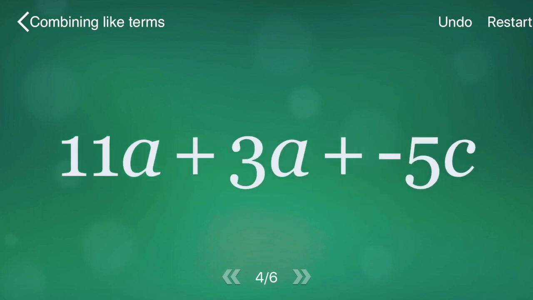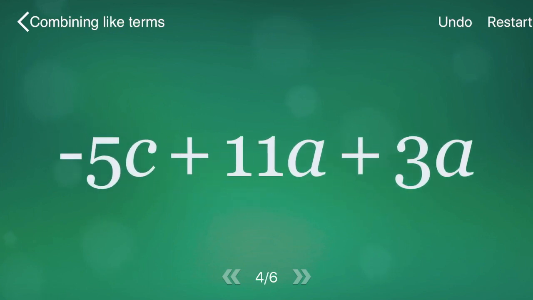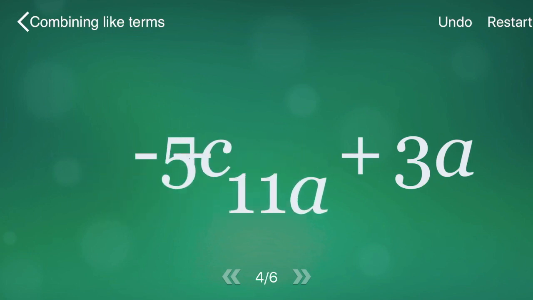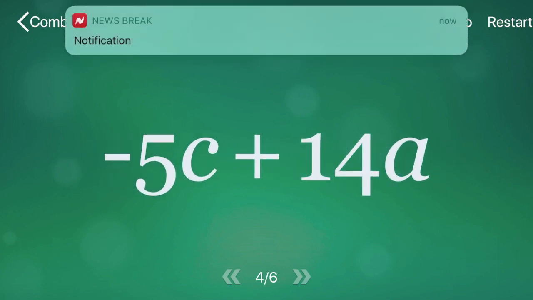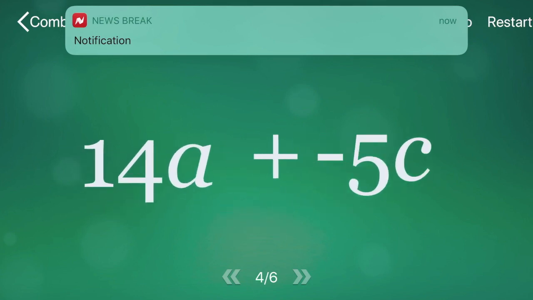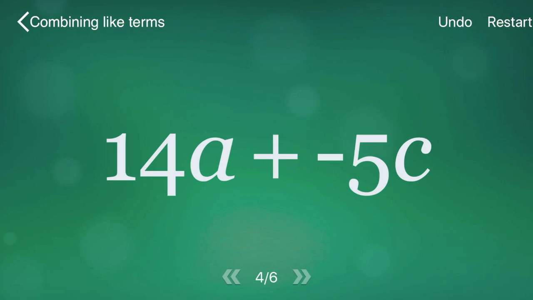It makes it a little less confusing when you rewrite it. So now you can just see it's a negative 5c, and I can't combine those. Why? Because my variables are different. But I can combine my a's because I have 11 and 3 of them. So then I have negative 5c plus 14a, or it can be said as 14a take away 5c, or 14a minus 5c, or 14a combined with negative 5c.